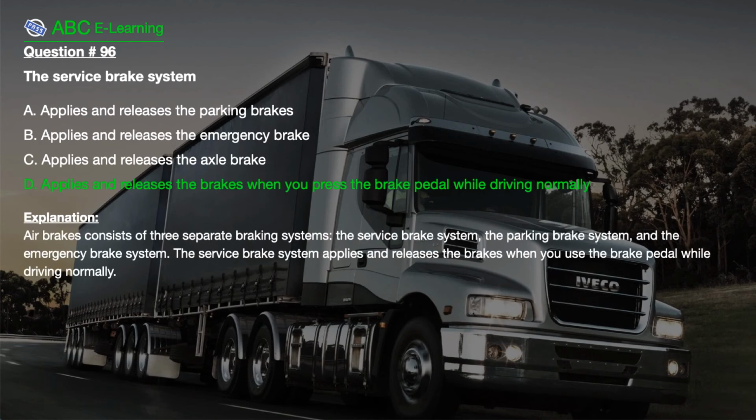The correct answer here is D. Applies and releases the brakes when you press the brake pedal while driving normally. Explanation. Air brakes consist of three separate braking systems: the service brake system, the parking brake system, and the emergency brake system. The service brake system applies and releases the brakes when you use the brake pedal while driving normally.